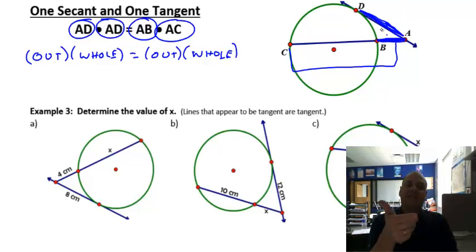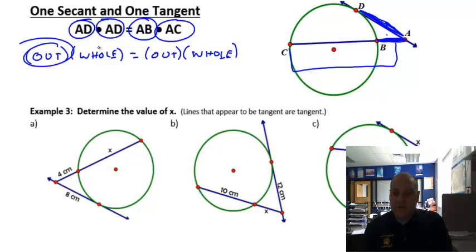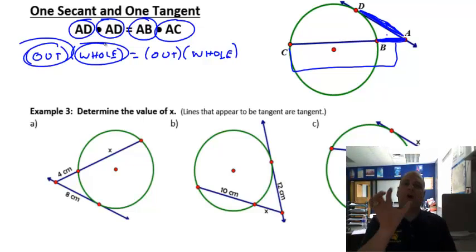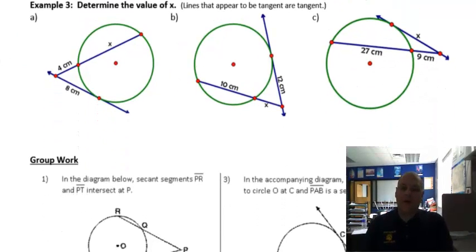But it's just that with the tangent, the AD is both. Because the outside piece is the whole piece. That's all there is. There is no inside piece. So the outside is the whole. So these two things are equal when you're talking about a tangent. That's really all that's different. So it's almost the same as the one before.